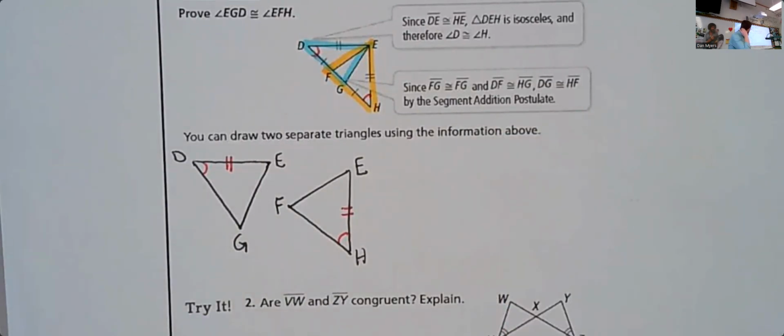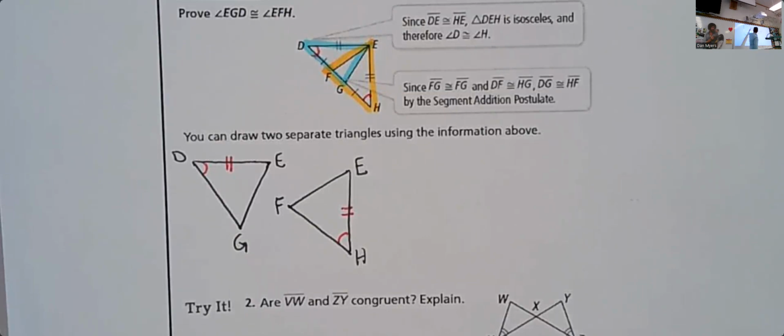So I want you to focus in on DG and HF. Those are the two other ones that we're going to show are congruent. Now, if you look up here, it does not say that from D to G is the same as from H to F. It doesn't give us that. It says that DF is the same as HG, which is not a side length on either one of those triangles.